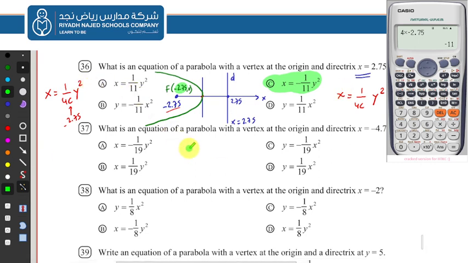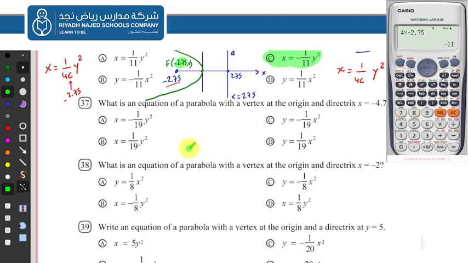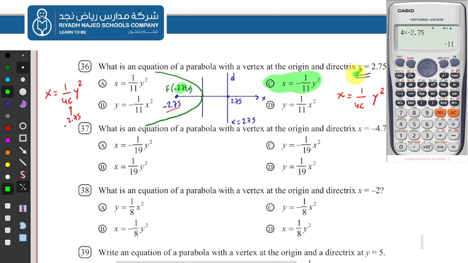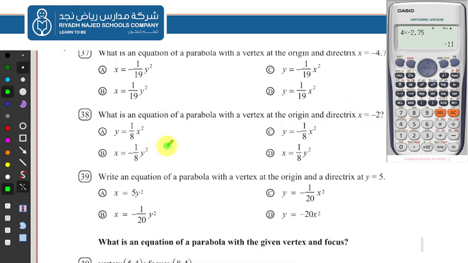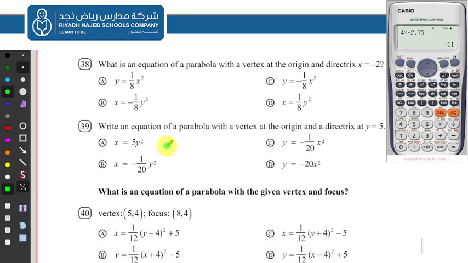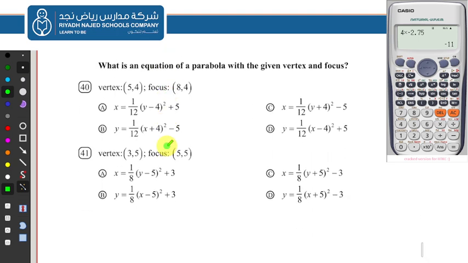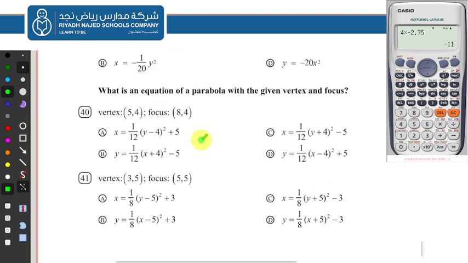So for question 37, same thing. Exactly the same question, but with different numbers. Question 38, also same thing. X equals, and you have the same type of parabola. And that's all for these questions. Questions 40 and 41 won't be included in this quiz.